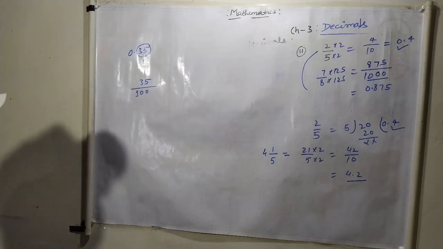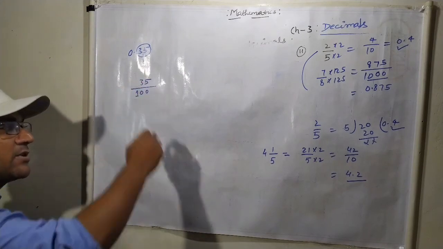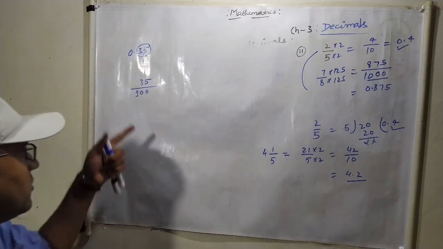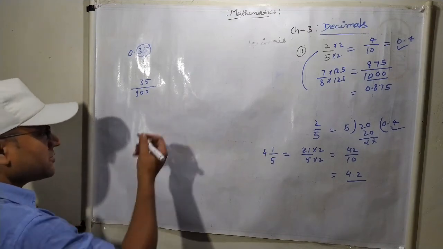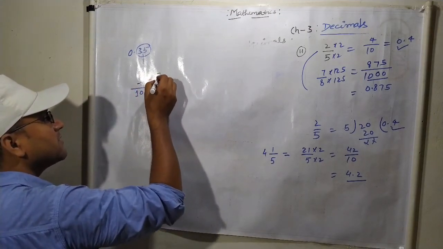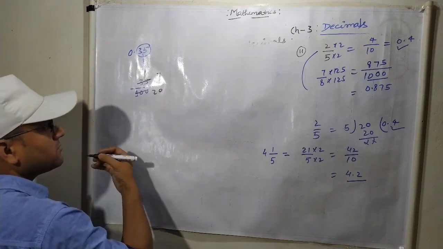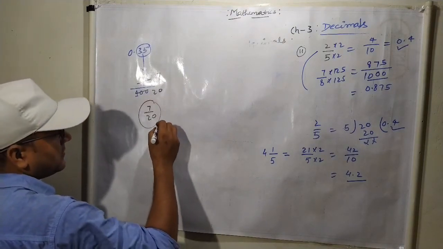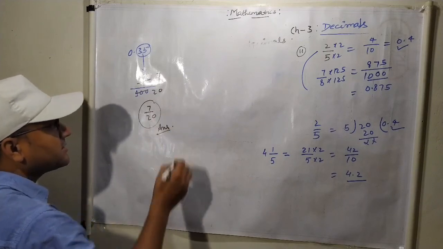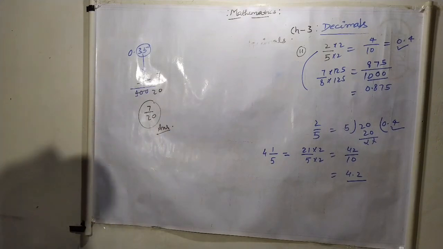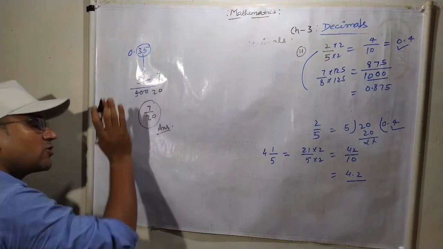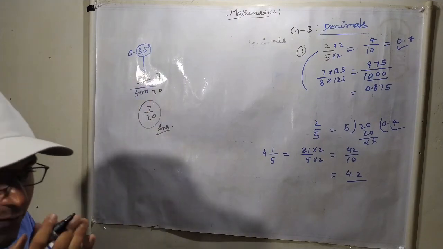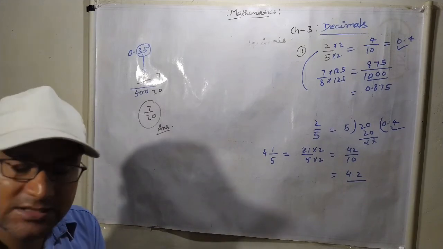And if this 35 upon 100 can be cancelled by any common number, you will cancel it. Suppose it is cancelled by 5. 5 7s are 35, 5 2s are 10. So you get 7 upon 20. That is also your answer. If you do not cancel, this is also correct. But you should always write the fraction in its simplest form.